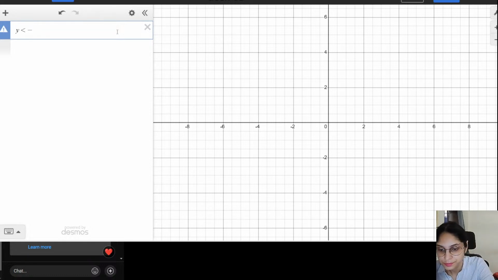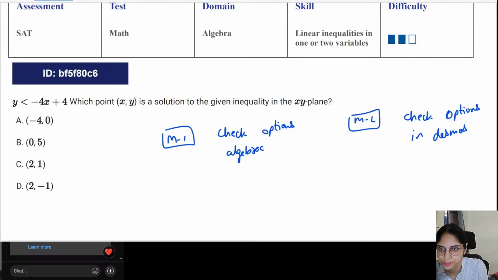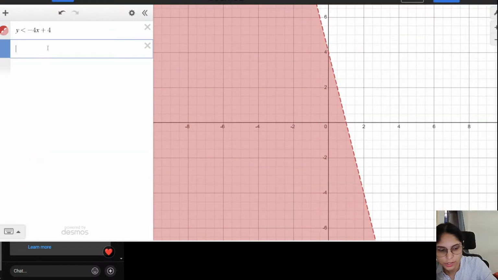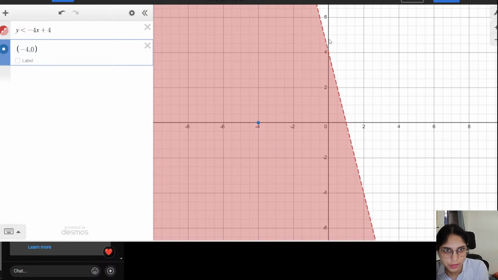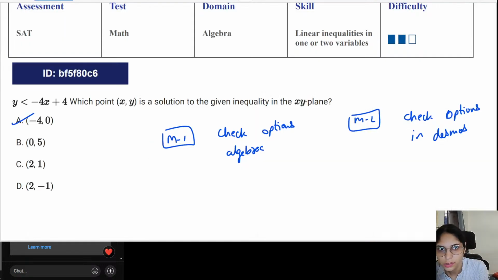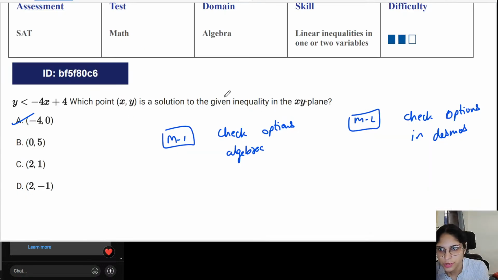Points are negative 4 comma 0. Yeah, it works. This is the answer. 0 comma 5. No, that's not going to work. 2 comma 1. No, that's not going to work. 2 comma negative 1. No, that's not going to work. I'm just trying it over here. So yeah, the first one is right.